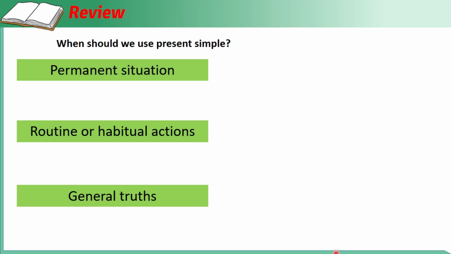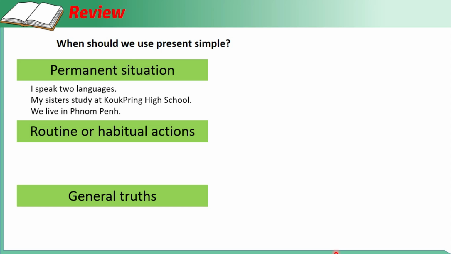Can you give me the example of permanent situation? Okay, now let's see the example of permanent situation altogether. Yes, I speak two languages. My sister studies at Kokpring High School. We live in Phnom Penh. So this kind of action we call permanent situation.